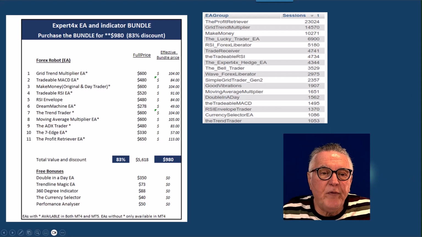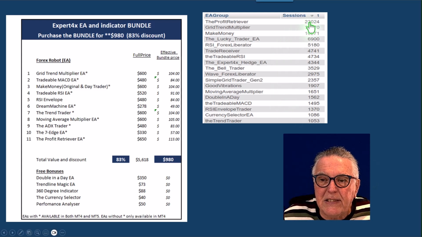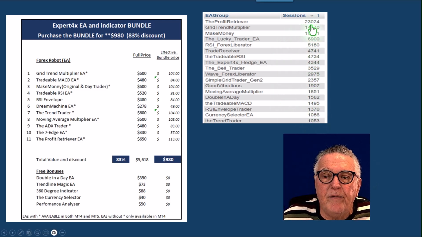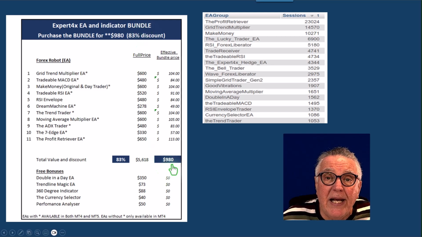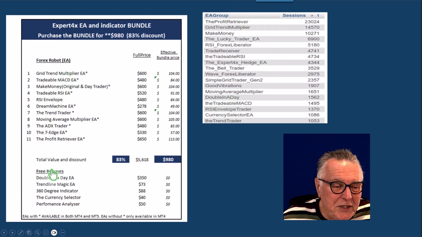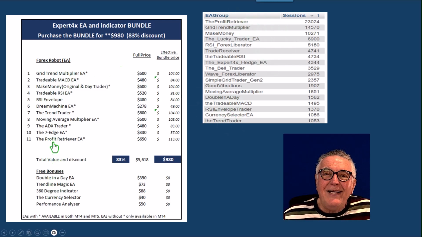Anyway, just to give you an idea, here's the list that we mentioned earlier of users, and you'll see that most of those EAs are in our bundle that can be purchased for $980. There's the list. You can actually tick them off over here and see that you can actually make a really good saving at 83% purchasing most of the successful EAs.